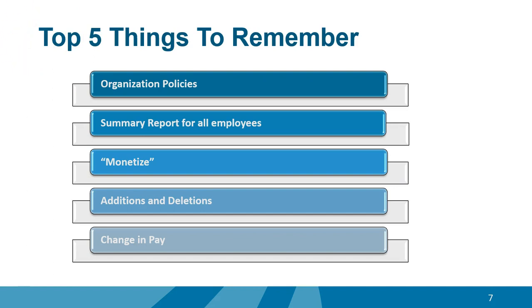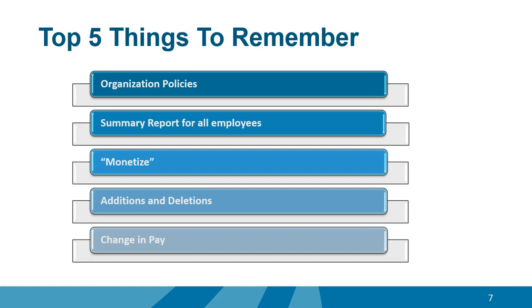Next, you'll need to monetize the summary report. This means taking the hourly or daily information you extracted from the general ledger and adding each employee's rate of pay. Keep in mind max limits or other particular items unique to your organization from your policy.